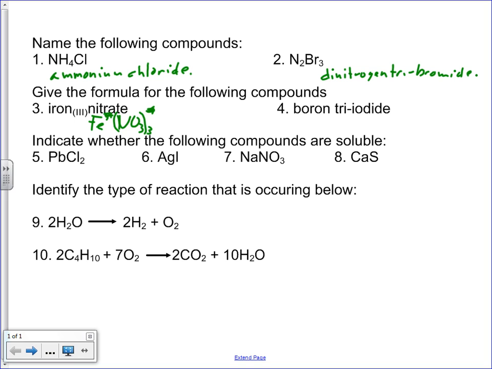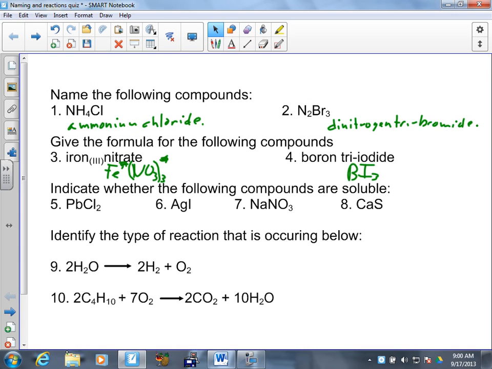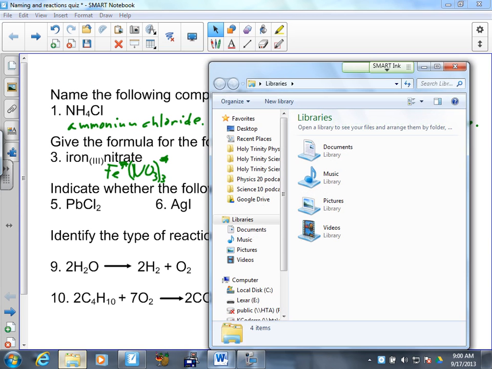And for number 4, boron triiodide. So boron is B, iodine is I, and there are 3 of them, BI3. Questions on the first 4? Okay. Indicate whether the following compounds are soluble. So we need our solubility chart.